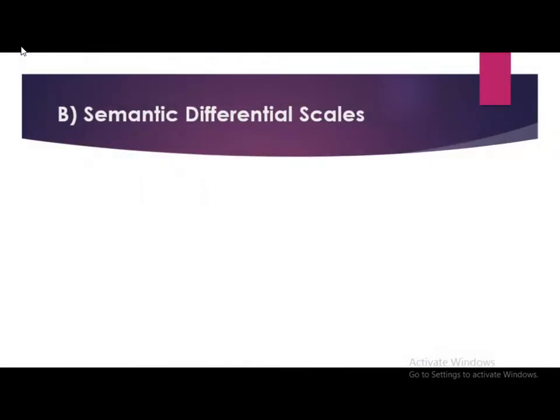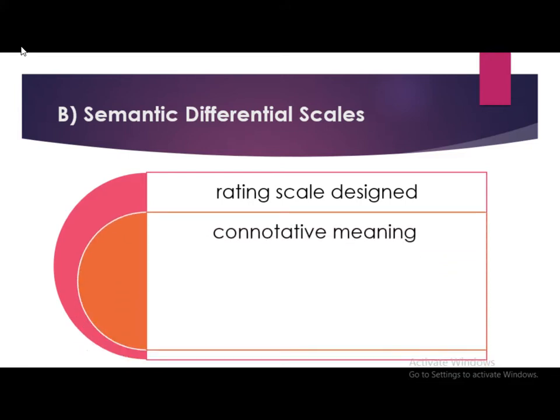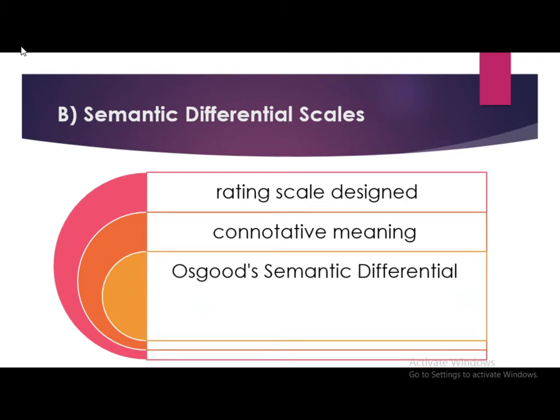Now we will start with the next, that is the semantic differential scale. The semantic differential scale is a type of rating scale designed to measure the connotative meaning of objects, events, and concepts. The connotations are used to derive the attitude towards the given object, event, or concept. Osgood's semantic differential was an application of his more general attempt to measure the semantic or meaning of words, particularly objects, and their reference concepts.